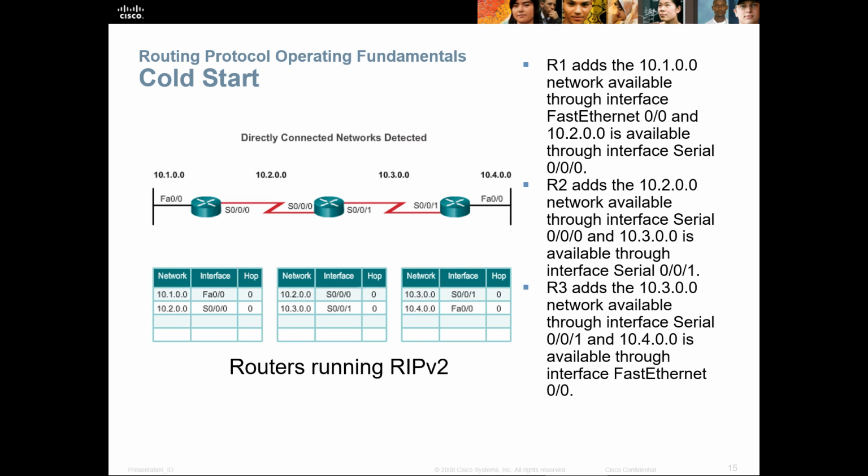So let's go ahead and talk about a cold start. We're going to assume that we are using RIP version 2 and all routers have just been turned on. The routers, first of all, will learn the directly connected routes. So R1 will learn about the 10.1.0.0 network. It will also learn about the 10.2.0.0 network because both of those networks are directly connected to it. Router 2 and Router 3, again, will learn the same thing. They will learn all directly connected routes.